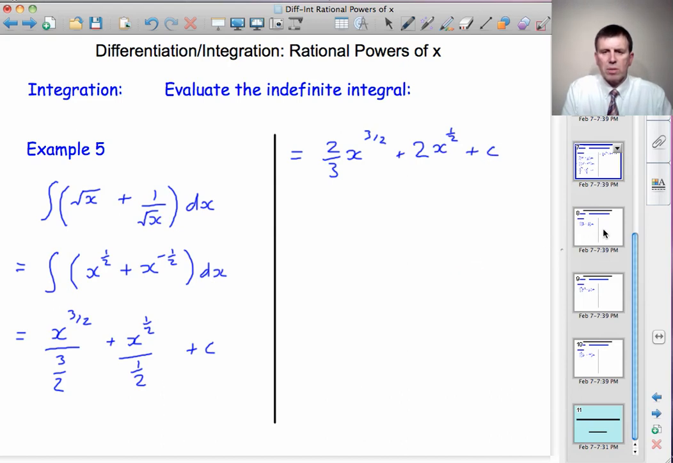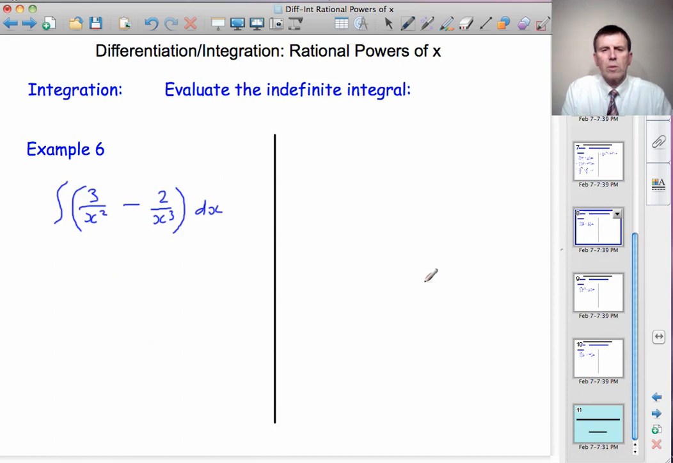Moving on to example 6. Evaluate the indefinite integral 3 over x squared minus 2 over x cubed. Rewrite as the integral of 3x to the power minus 2 minus 2x to the power minus 3.